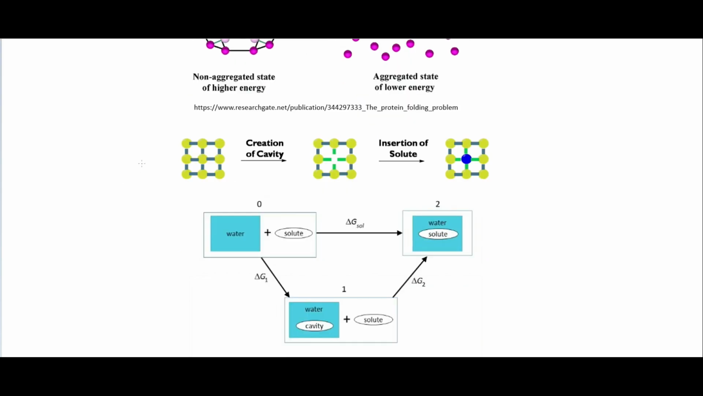And so what we're thinking about here is two processes, again, similar to what we had with the enthalpy. So we think about this in terms of creation of a cavity.